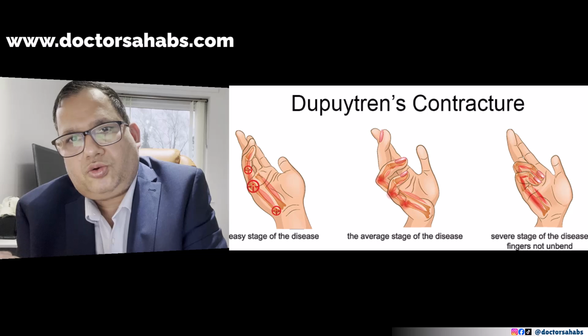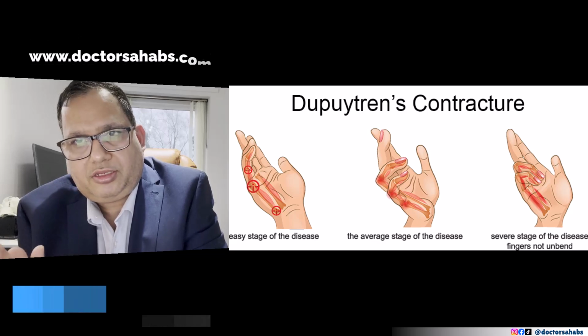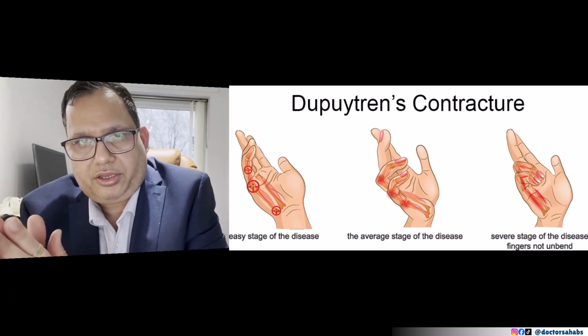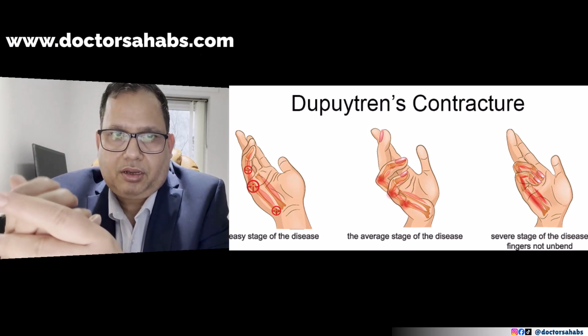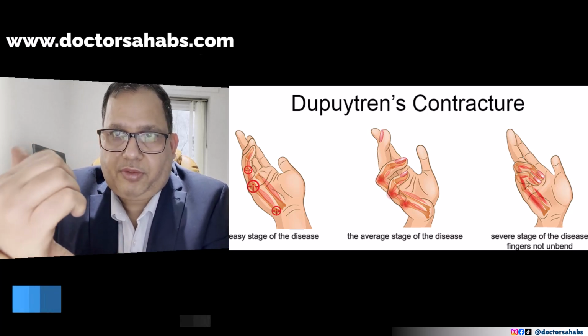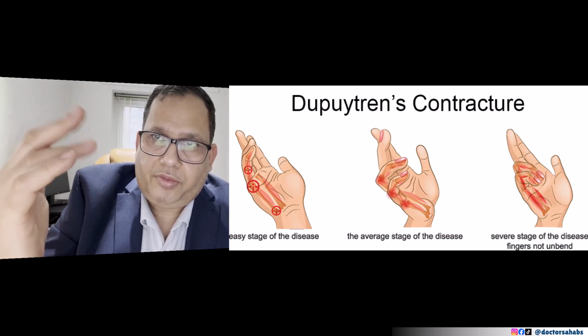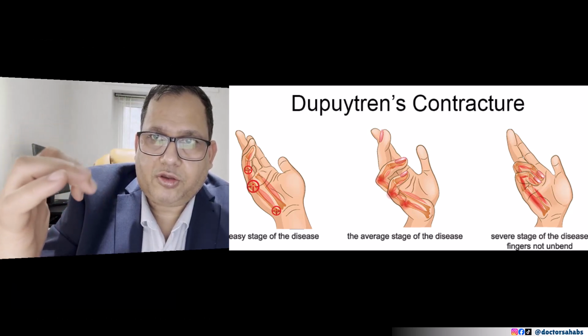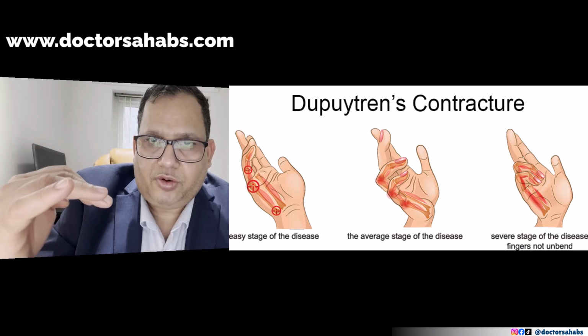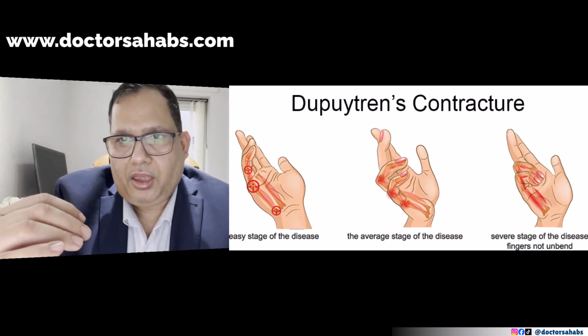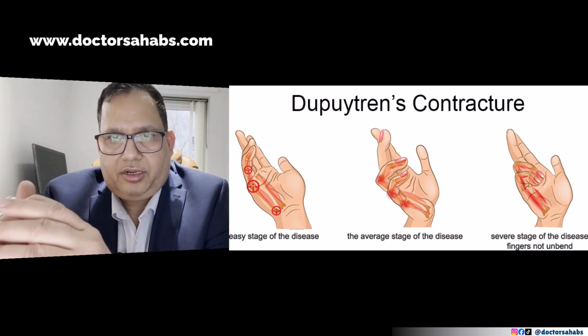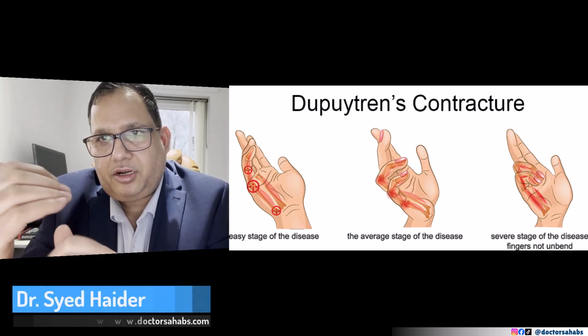Okay, so the presentation of this disease is basically that your fingers are bent towards the palm. In this condition, maybe one finger or two fingers or more than two fingers bend towards the palm, but it is very difficult to straighten your finger.